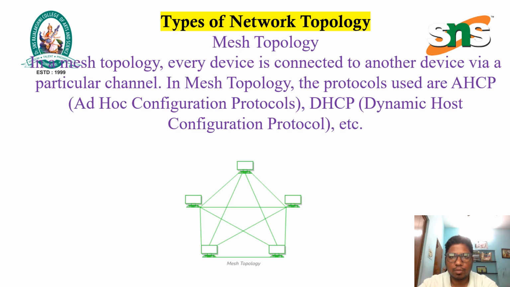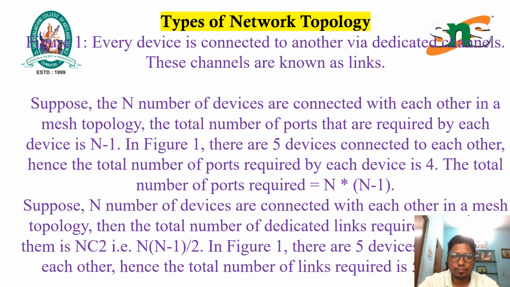Types of network topology: mesh topology. In a mesh topology, every device is connected to another device via a particular channel. In the mesh topology, the protocols used are AHCP, the ad hoc configuration protocol, and DHCP, the dynamic host configuration protocol. Every device is connected to another via a dedicated channel. The channels are known as links.